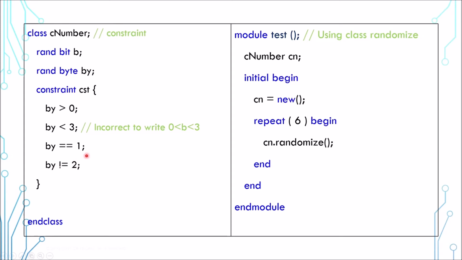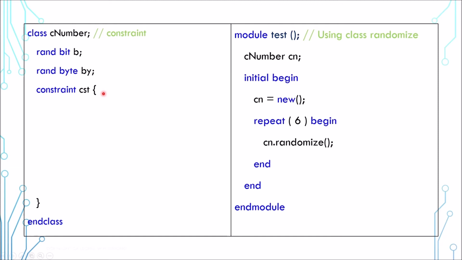Note that if you have smaller than and larger than rule, it cannot be written in this manner. It can only be written in this manner. Now the constraint solver will combine all of these rules. In this case, the byte will always be 1. Say if you specify byte is not equal to 1, this would be a conflicting constraint to this one. As a result, the constraint solver will fail the simulation.